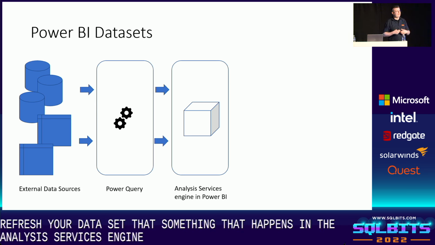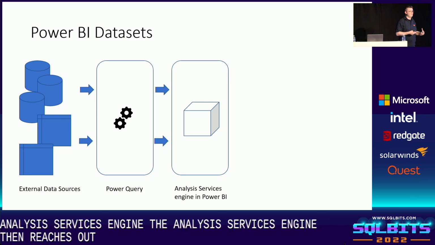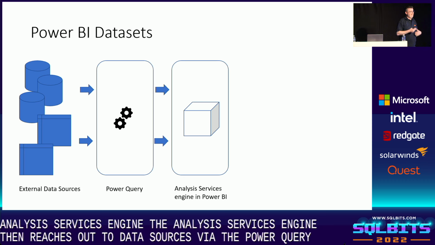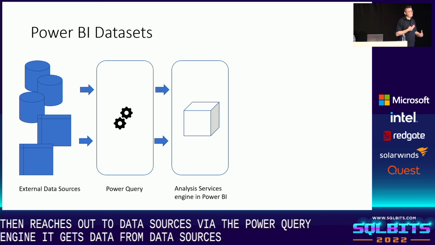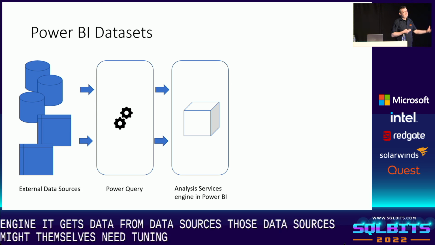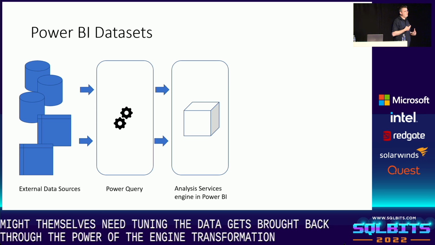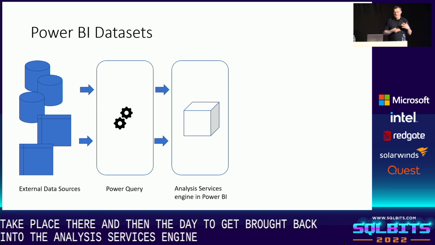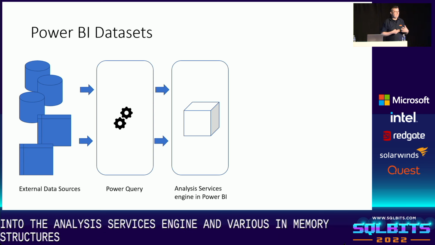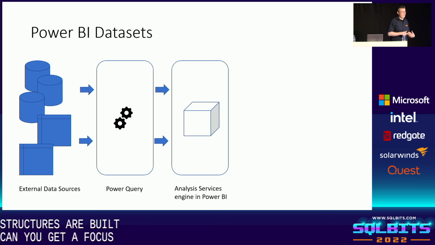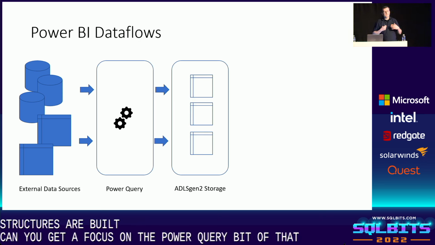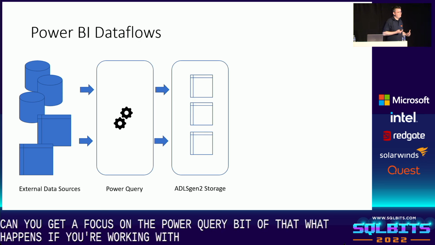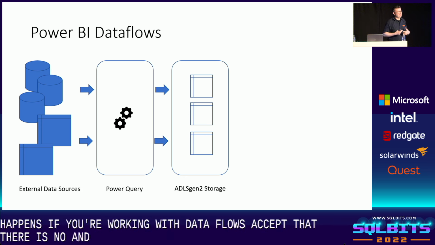The analysis services engine then reaches out to data sources via the Power Query engine. It gets data from data sources. Those data sources might themselves need tuning. The data gets brought back through the Power Query engine. Transformations might take place there. And then the data gets brought back into the analysis services engine, and various in-memory structures are built to build your data set. So today, we're only going to focus on the Power Query bit of that. Something very similar happens if you're working with data flows, except that there is no analysis services engine in data flows.